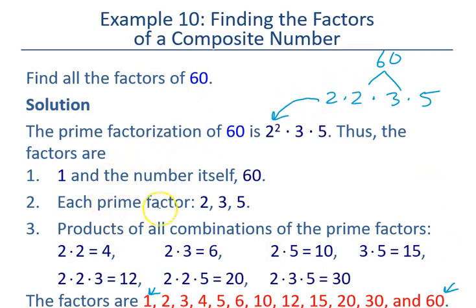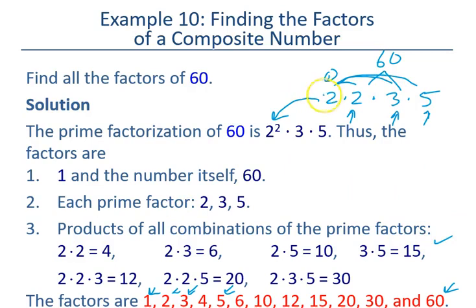Okay, each prime factor of 2, 3, and 5. Well, here's the 2, the 3, and the 5. So here we are, 2, 3, and 5. Okay, and then products of all the combinations of the prime factors. So notice what's happening here is they're starting with the 2. We start with this 2 here, and then we're going to multiply this 2 to here, to here, to here, and that's exactly what they do. They go 2 times 2, and then 2 times 3, and then 2 times 5, and then they do the 3 times 5, which is what's happening right here.